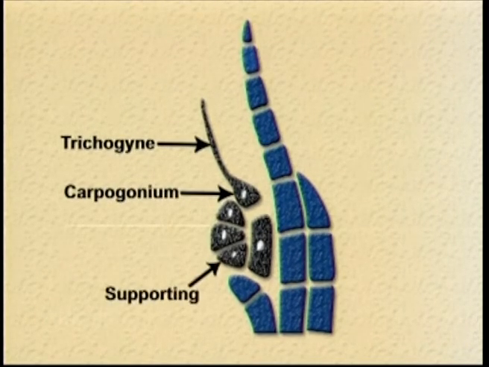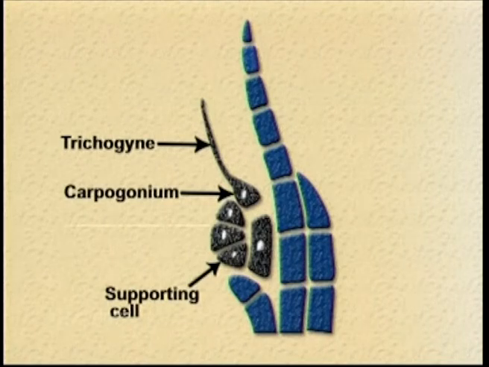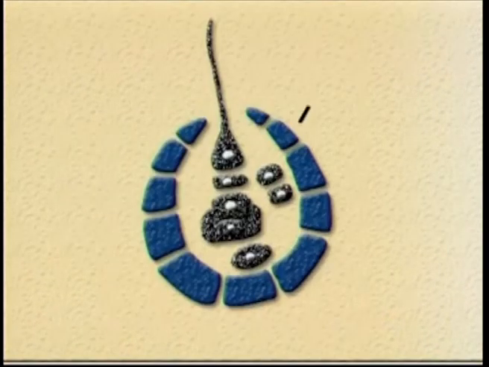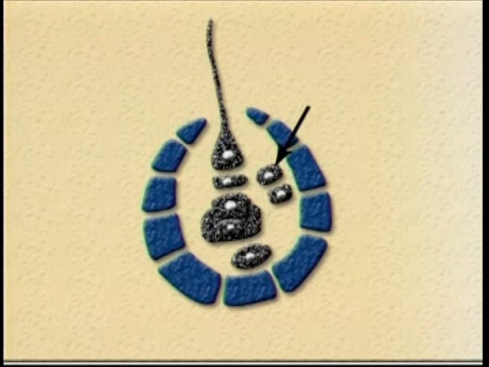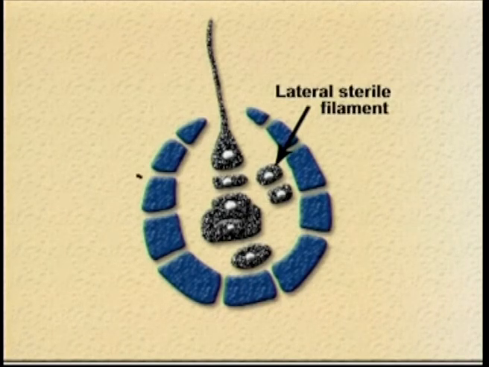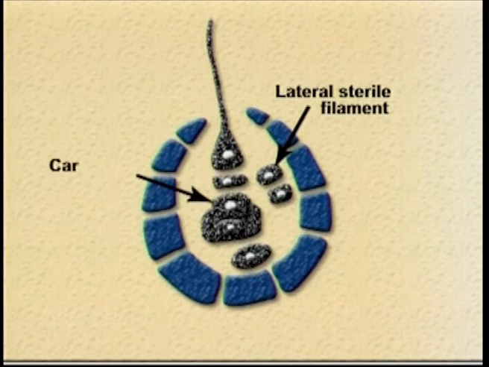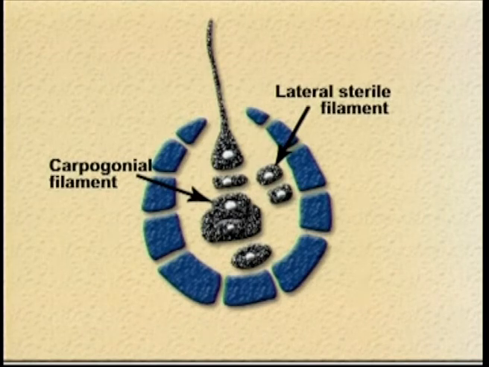In the meanwhile, the supporting cell cuts off 2 sterile filament initials, one towards its base which remains undivided, and the second laterally which divides immediately to form a 2-celled lateral sterile filament. At this stage, the carpogonium is ready for fertilization. The pericentral cells adjacent to the supporting cell grow out into outgrowths which after fertilization develop into an envelope around the fruiting body, which is known as the pericarp.